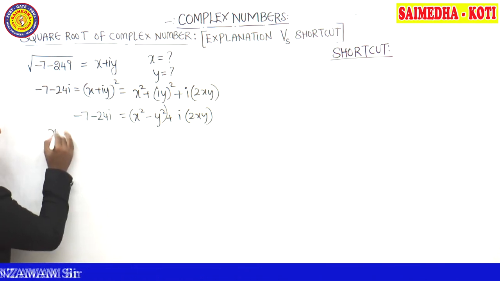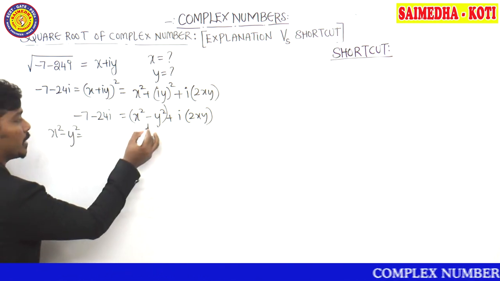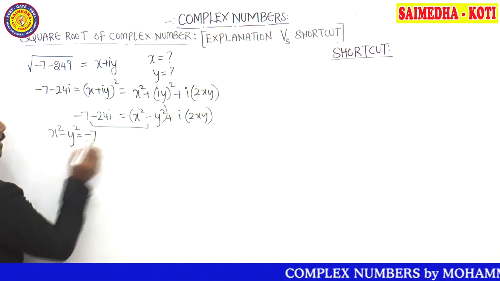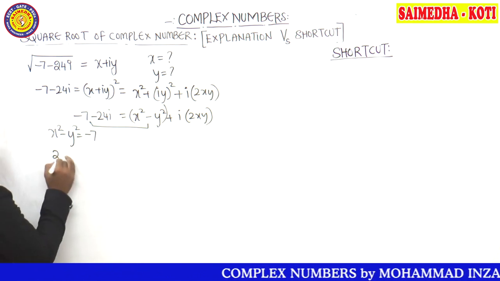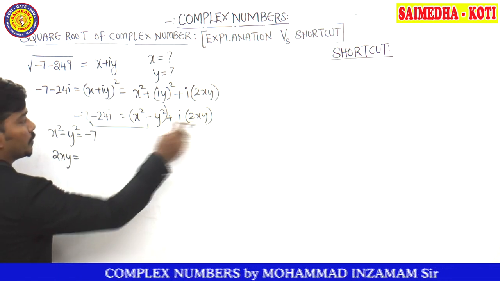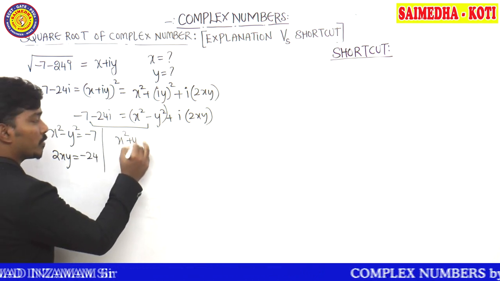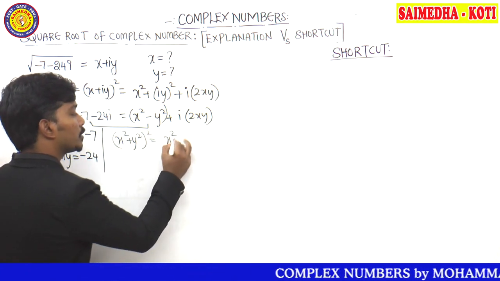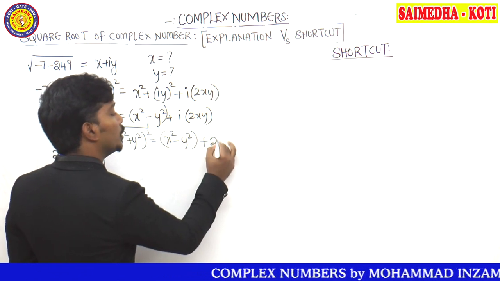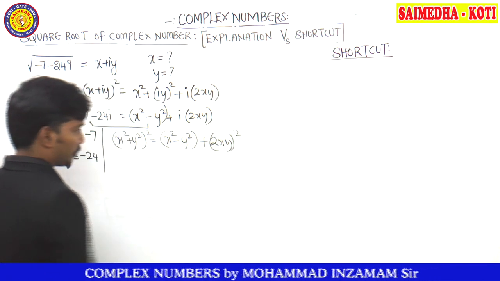Let's write it separately, guys. x square minus y square is equal to how much? Minus 7. And the second part, that is 2xy. I coefficient is how much? I coefficient is minus 24. We know the formula that (x square plus y square) whole square is equal to (x square minus y square) plus (2xy) whole square.